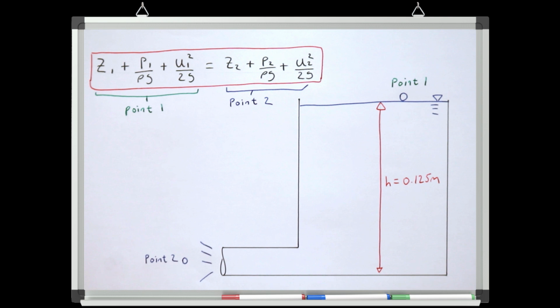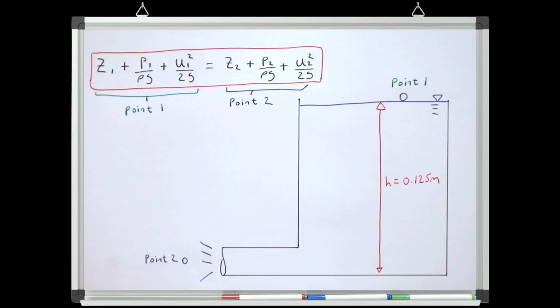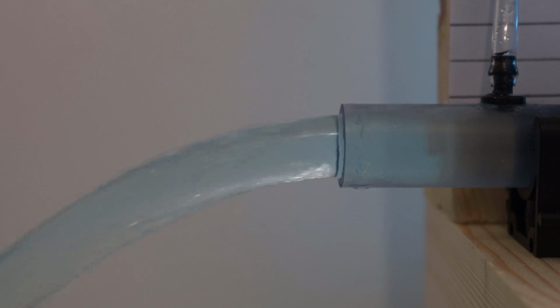Let's start by thinking about point number 1. Think about a particle of water at the surface of this tank. What form of energy does it have? Well, the particle has no pressure, as there's no water above this particle pushing down on it. So we can say the particle's pressure at this point is 0. So we can cancel the pressure term out of the first half of the equation. It also has no velocity, as we can assume the velocity of the water surface of this tank is negligible compared to the velocity of the water in the outlet pipe.